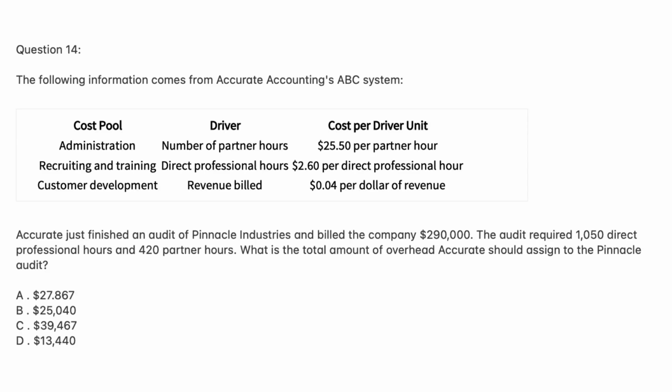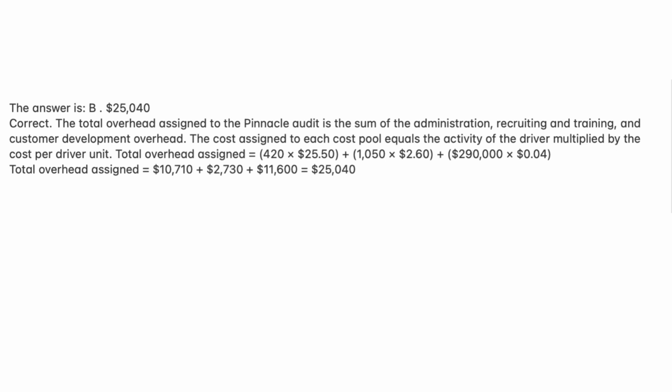Question 14. The following information comes from Accurate Accounting's ABC system. Cost pool, driver, cost per driver unit. Administration, number of partner hours, $25.50 per partner hour. Recruiting and training, direct professional hours, $2.60 per direct professional hour. Customer development, revenue billed, 4 cents per dollar of revenue. Accurate just finished an audit of Pinnacle Industries and billed the company $290,000. The audit required 1,050 direct professional hours and 420 partner hours. What is the total amount of overhead Accurate should assign to the Pinnacle audit? The answer is B.